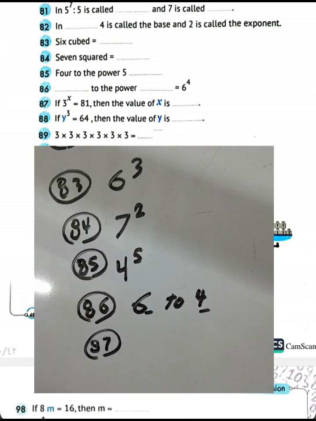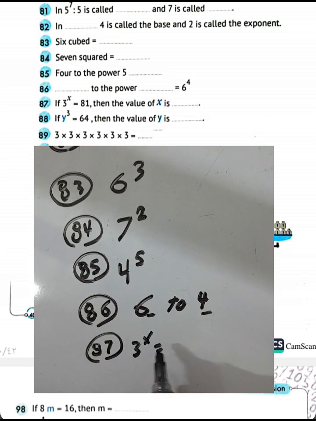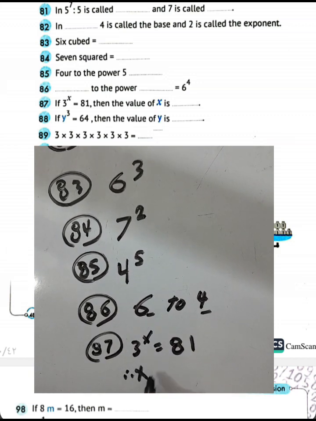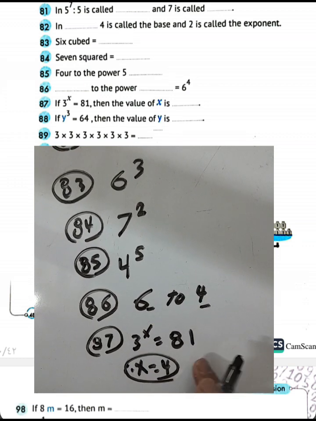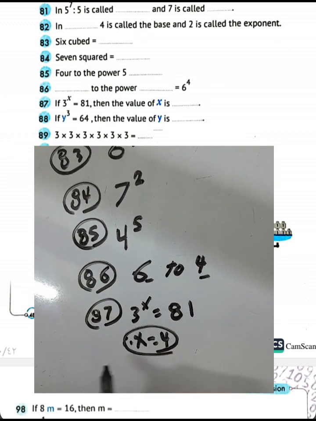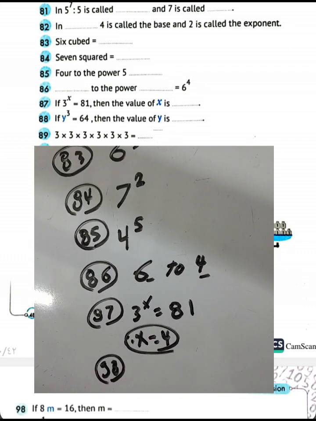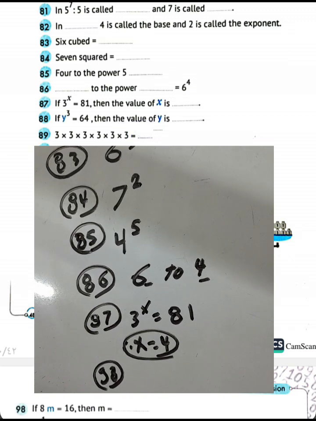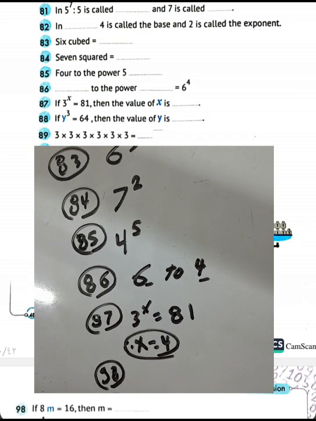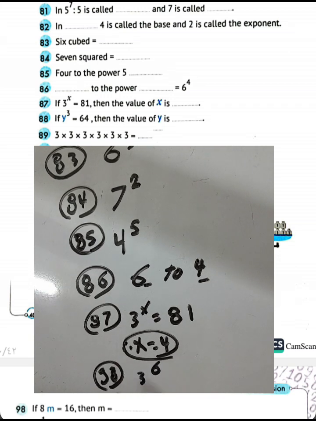Question 87. If 3 power x equals 81, then x equals 4, because 3 times itself 4 times is 81. Question 88. 3 by 3 by 3 by 3 by 3 by 3 is 3 power what? Count with me again: 3 power 6.